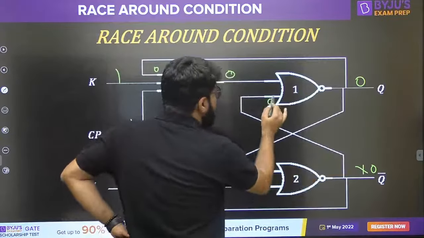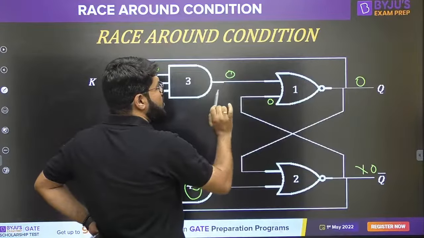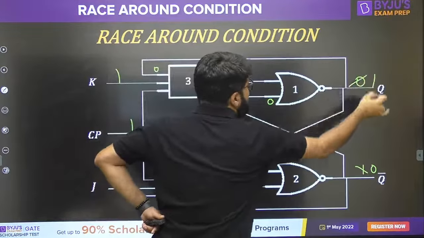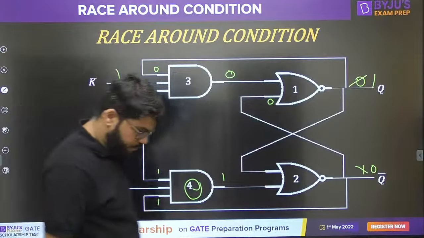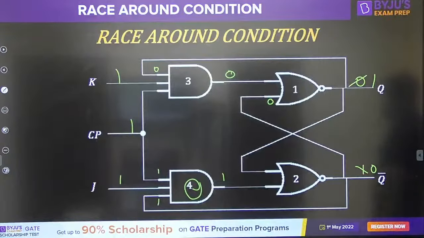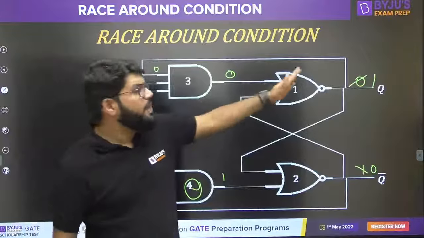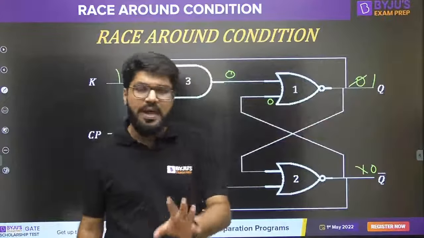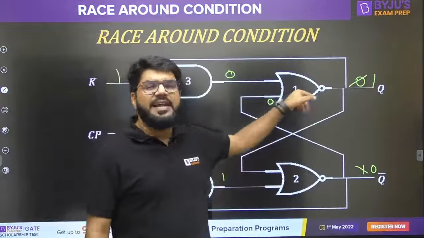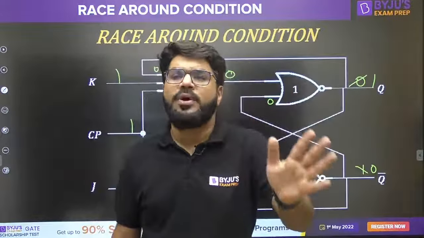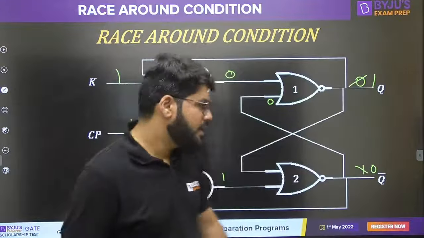Now this 0 goes to NOR gate number 1. Both the inputs of NOR gate number 1 are 0, and the 0-0 combination will produce a 1 output. That is how the device will be toggled. It was initially 0, now it becomes 1. But for the device to be toggled, the signals will propagate through the combination of AND gates and NOR gates, and there will be a total propagation delay of the latch.